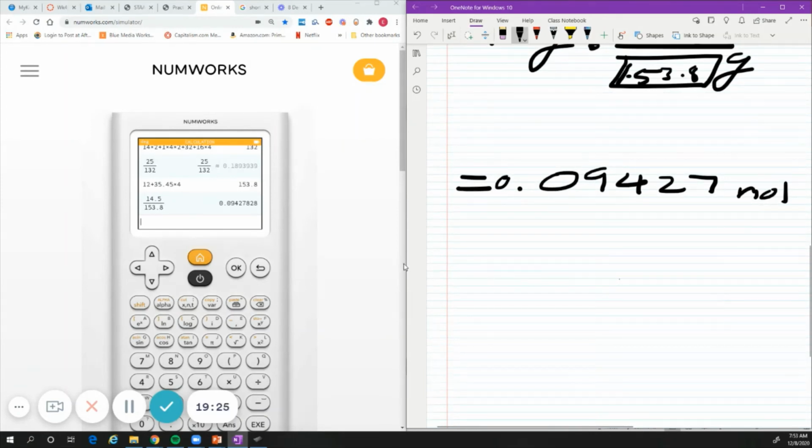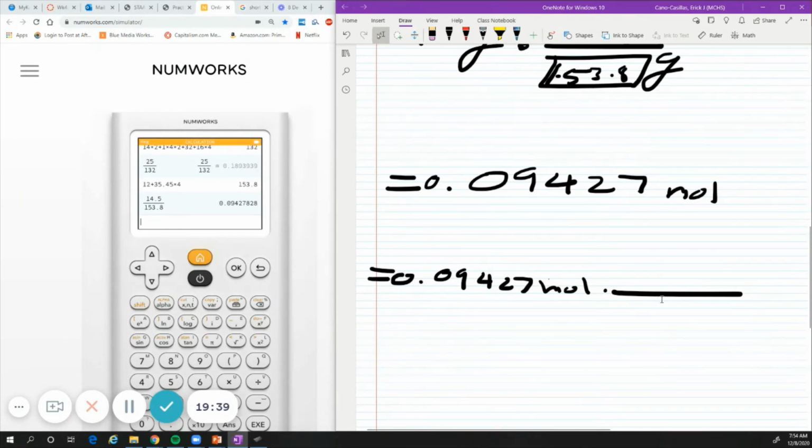So our given is 0.09427 mole. And then we have mole at the bottom, and then we're going to have molecules at the top. Okay, so we know that 1 mole is equal to, we've done this a million times, 6.02 times 10 to the 23rd. So let's put this in the calculator.